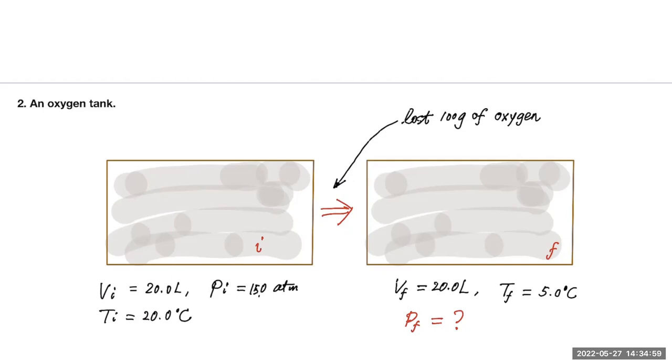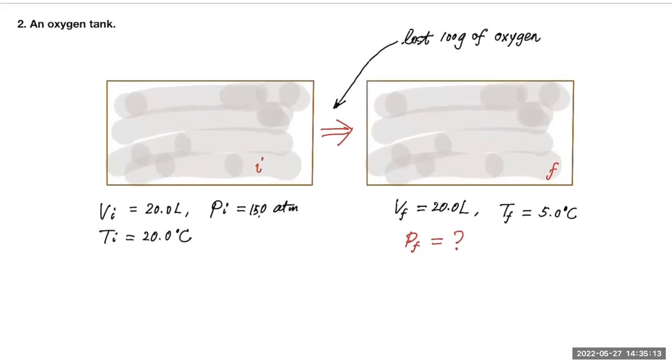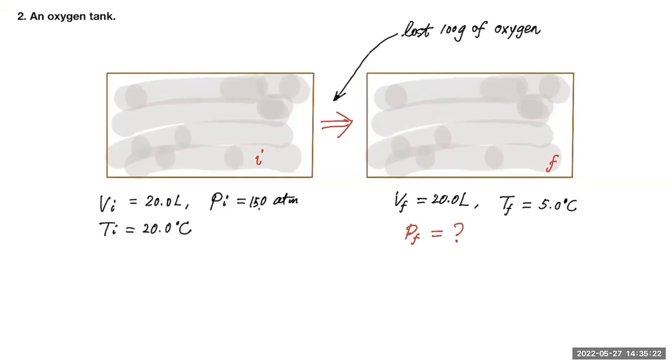In this case, you have to be careful because the number of moles changed from the initial to the final state. So you cannot use PV over T equal to the same constant for these two states, because N, the number of moles, has changed. So how do we do this problem? Well, we can write down the ideal gas law for the initial state, and also for the final state, and we go from there.